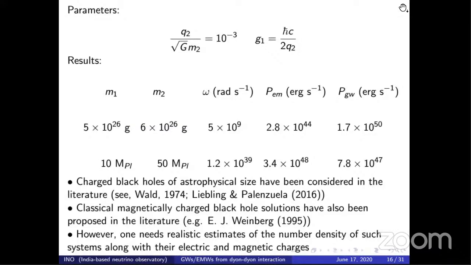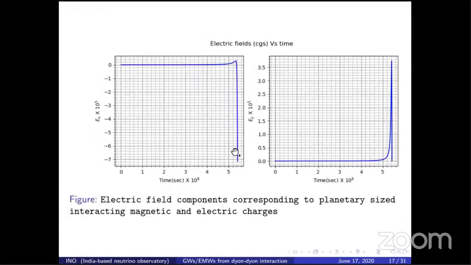But of course, the main problem, that's the reason these are exotic physics, we still don't know what kind of number density of such magnetically charged and electrically charged black holes are there in the universe. At the moment, there are only possibilities. To get a realistic estimate, we have to do much more work to find the abundance of such electrically and magnetically charged black holes. Next slide, please. So this is how the electric field and magnetic field vary for such planetary size black holes that interact via electromagnetic interaction.